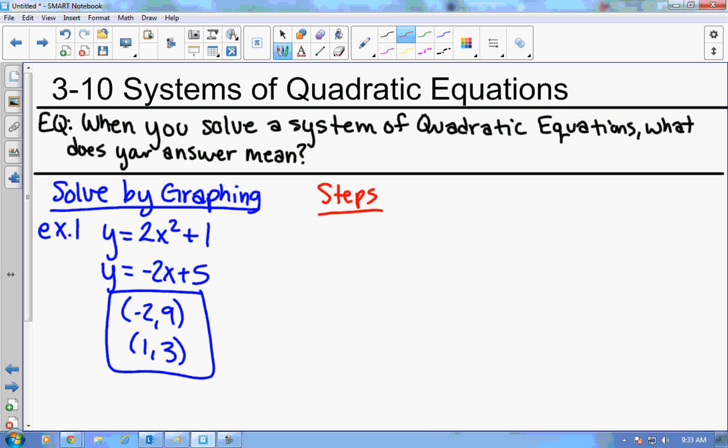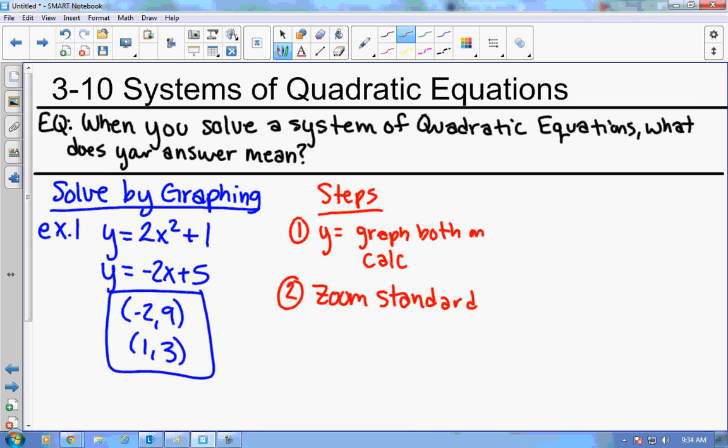We went to y equals, and we graphed both of them, not just one. We graph both on the calculator. Once they are both graphed, what function do we go to in the calculator? Zoom. Yeah, we make sure our window's good. So check your window. Go to zoom standard.